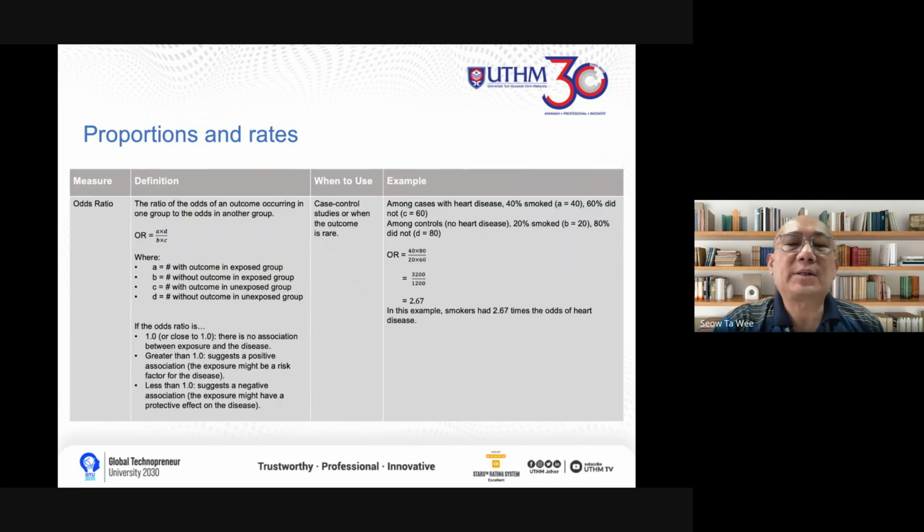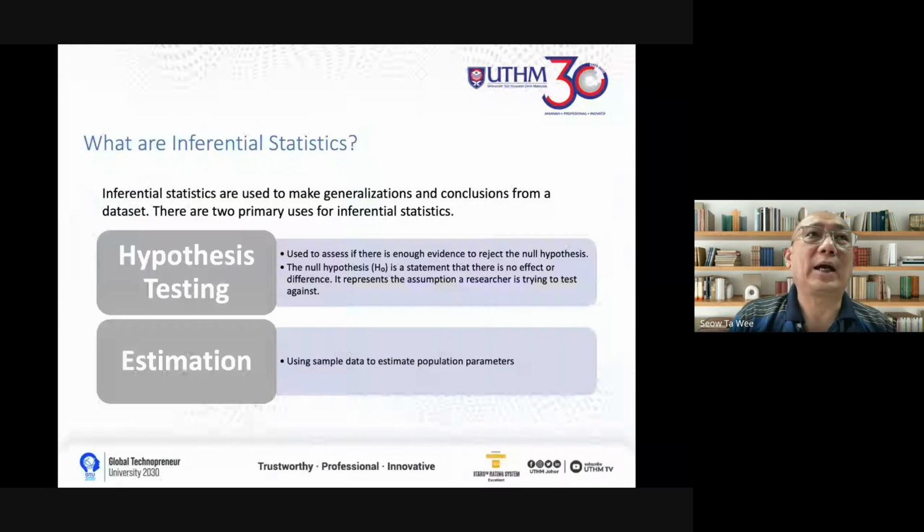Next under proportions and rates is the odds ratio. The odds ratio compares the odds of an outcome occurring in one group to the odds in the other group, comparing the groups. It is used in case control studies or when the outcome is rare. We look into a specific rare issue, like a study of those teachers.